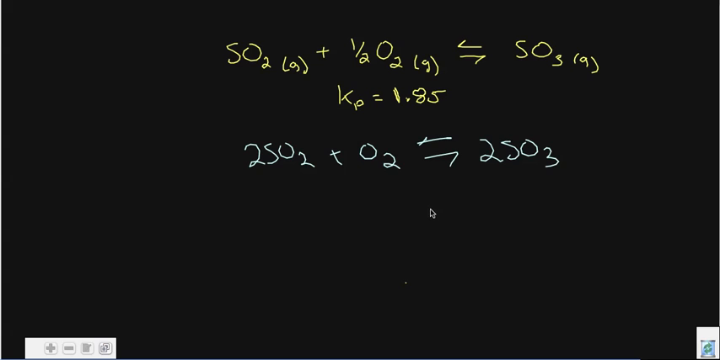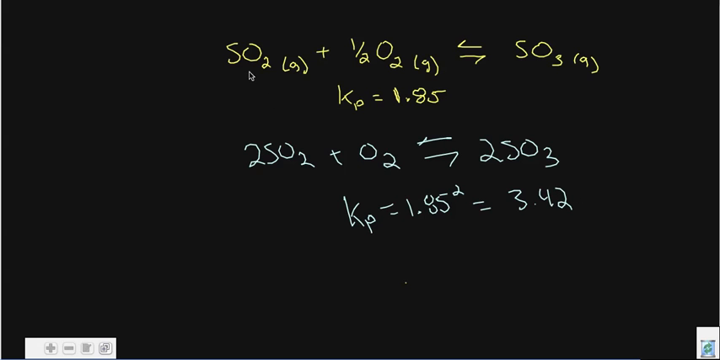And so the rule is that when you take a reaction and you have to double the coefficients in the balanced equation like this, the resulting Kp is the square of the previous one. So we would just take this and square it. So the Kp here is going to equal 1.85 squared, which equals 3.42.